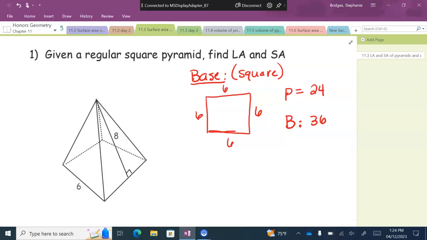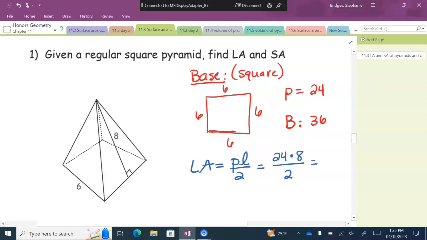8. Okay, so let's start with our lateral area. Lateral area is going to be my perimeter times my slant height divided by 2. What did we say the perimeter was? 24. Times what is the slant height that's given? 8. And divided by 2. 192 divided by 2 is 96. So my lateral area is 96. 24 times 8 divided by 2.